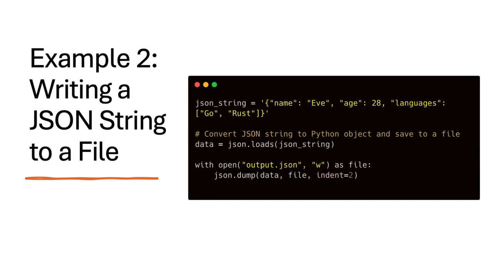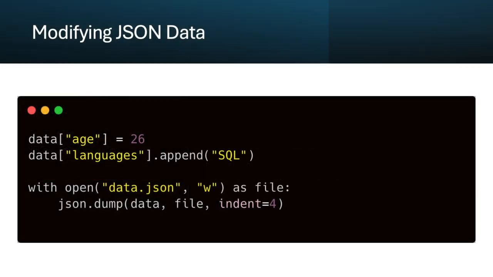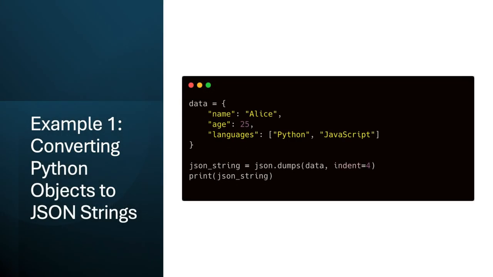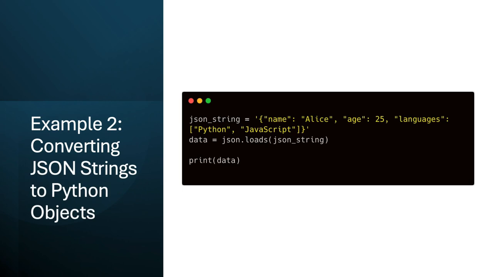Here's how you can write a JSON string to a file. In this example, we're modifying JSON data directly. In this example, we're converting a JSON object to a string and then printing it out. In this example, we're converting a string object to a JSON object.